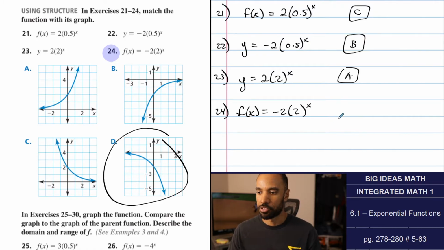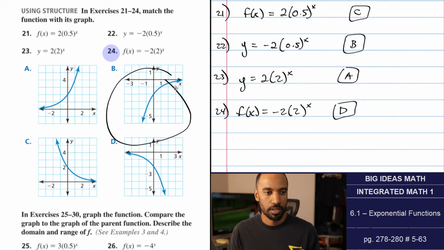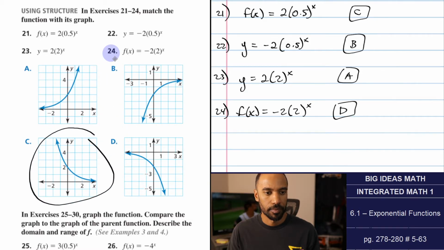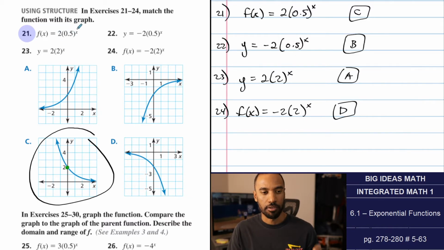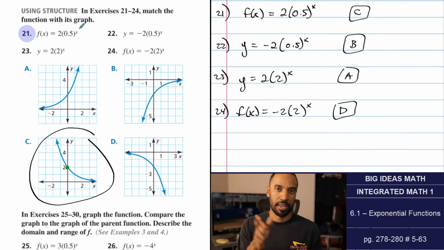So let's go back to these graphs and talk about what's going on, because it looks like we're going to be graphing next on 25 through 30. So let's go back and take a look at them as a whole. On number 21, which is C, by the way, 2 represents your y-intercept. Notice that this is where we cross the y-axis at 2. Boom, right here. 0.5 is our decay factor. Every time x increases by 1, we multiply by another 0.5.